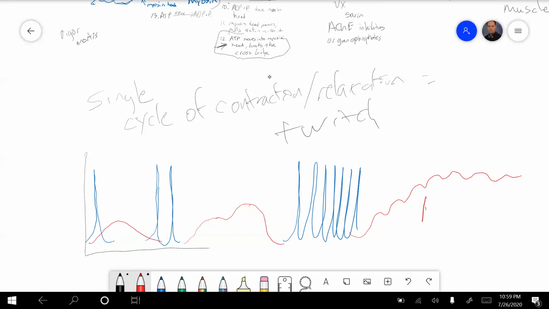This is called temporal summation. Temporal summation is increasing the frequency of the stimulus, and this causes increased tension in the fiber.